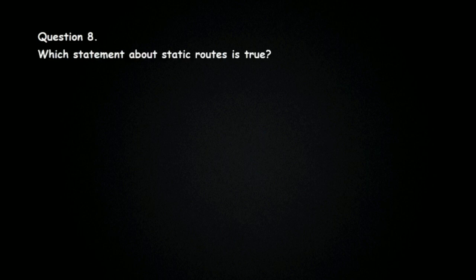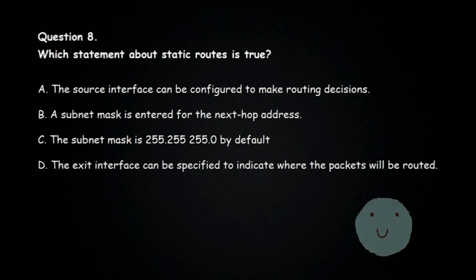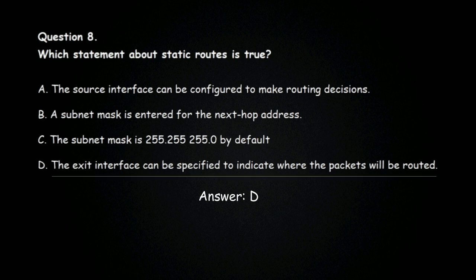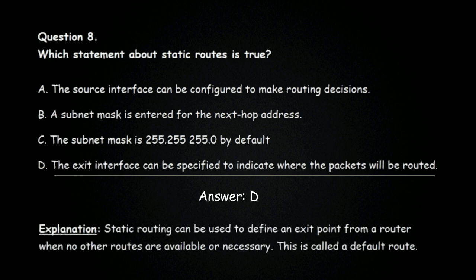Question 8. Which statement about static routes is true? Options. Answer is D. The exit interface can be specified to indicate where the packets will be routed. Static routing can be used to define an exit point from a router when no other routes are available or necessary. This is called a default route.